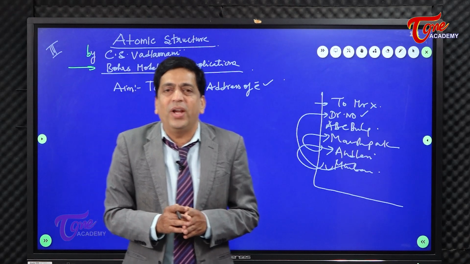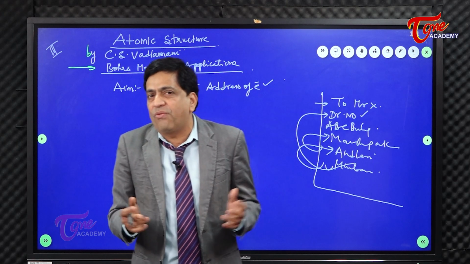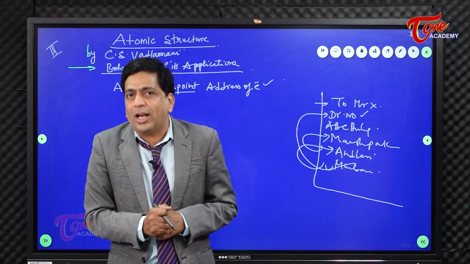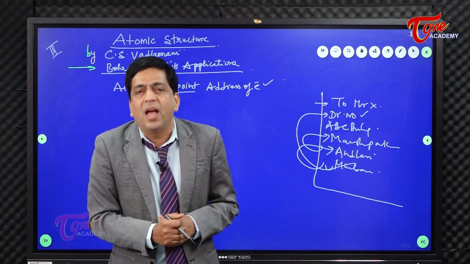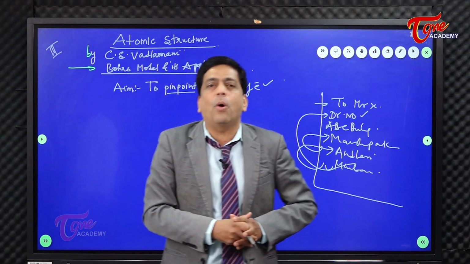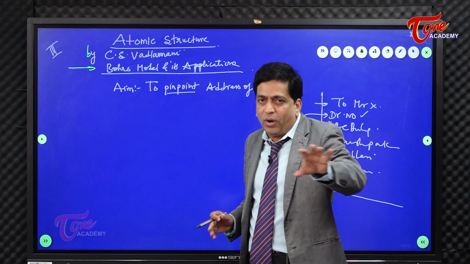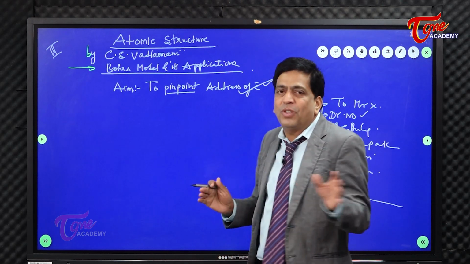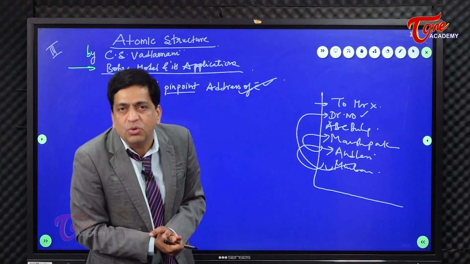Then someone is going to the door number, knocking the door and venturing into the apartment to check where your friend is, and that's nothing but the Schrodinger's wave equation, where you pinpoint 99.999% probability of finding the electron. That is the synonymous way to understand what you're doing in atomic structure. The aim of this lesson is basically to pinpoint the address of the electron, similar to writing a letter to your friend.